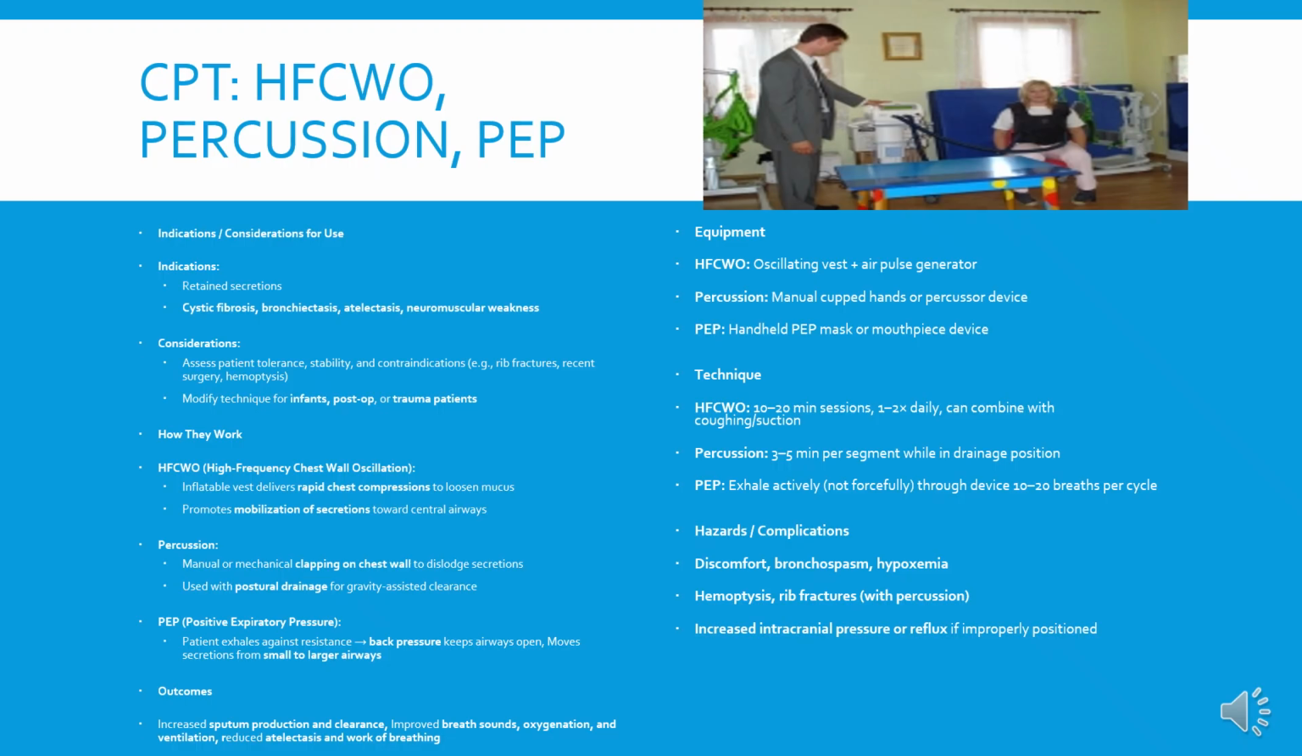How they work: high frequency chest wall oscillation. Inflatable vest delivers rapid chest compressions to loosen mucus. Percussion is manual or mechanical clapping of the chest wall to dislodge secretions. PEP, positive expiratory pressure. Patient exhales against resistance. Back pressure keeps the airways open and moves secretions from small to larger airways.